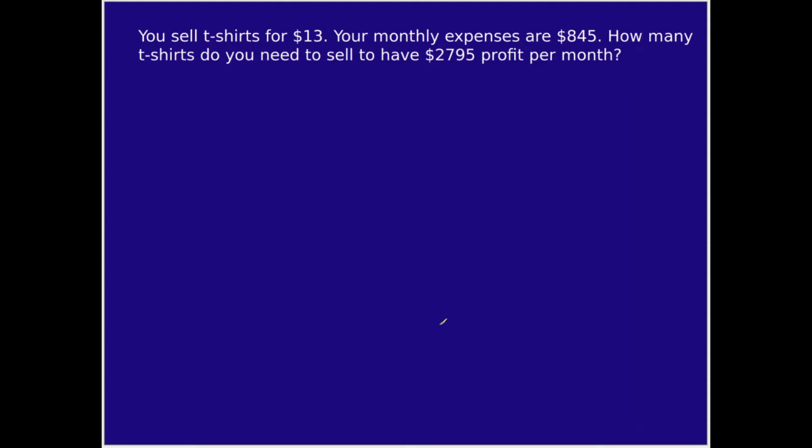You sell t-shirts for, looks like $13. Your monthly expenses are $845. How many t-shirts do you need to sell to have $2,795 of profit per month? So, with this particular example, let's just look at what we know. We are selling t-shirts for $13. Our expenses are $845, and we want a profit of $2,795. And we want to figure out how many t-shirts we want to sell.